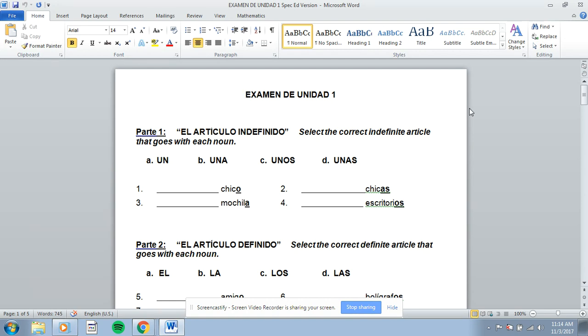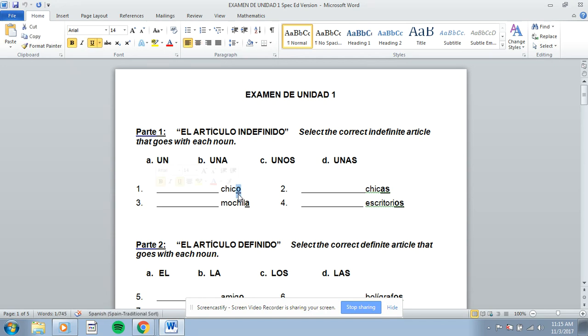So for numbers 1, 2, 3, and 4, you're going to pick either A, which is un, B, which is una, and those both mean a. C, which is unos, or D, which is unas, and C and D, unos and unas, they mean some. I will give you a hint, and that is to look at the ending of each word.